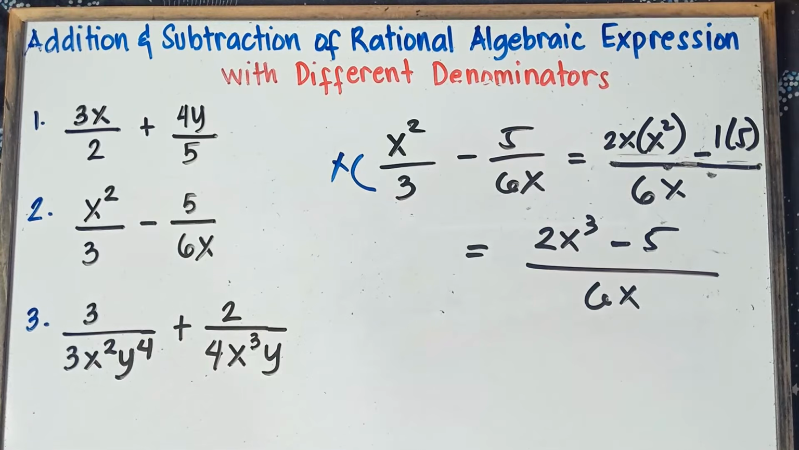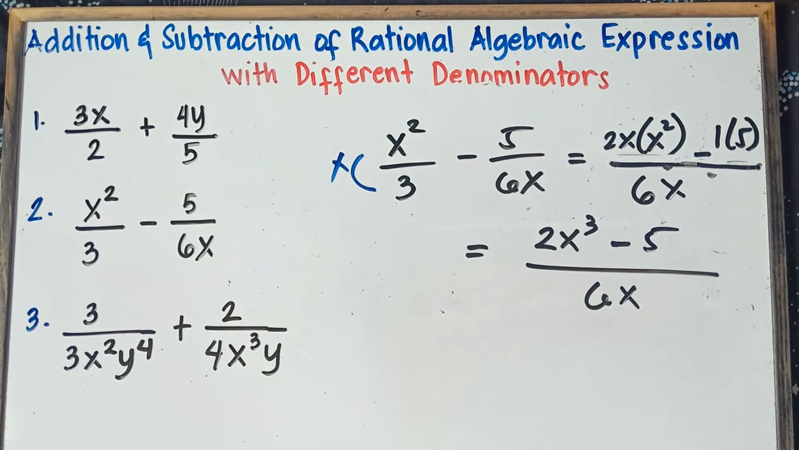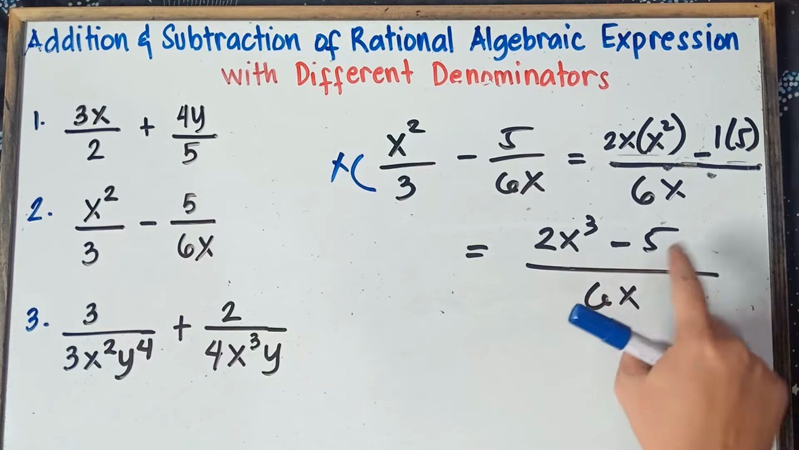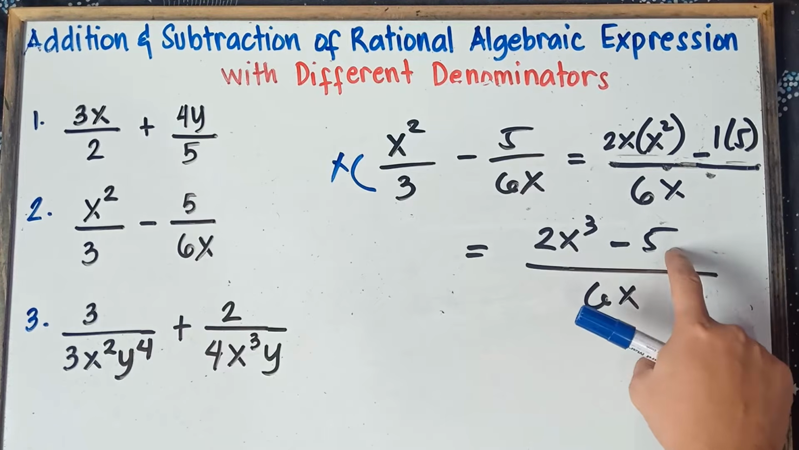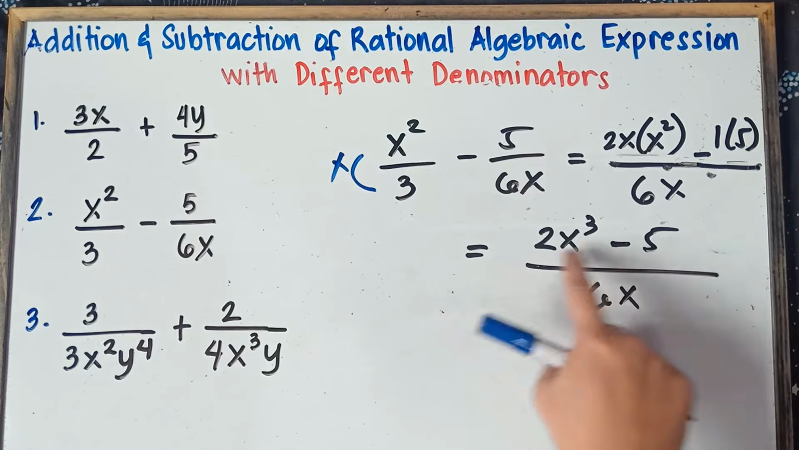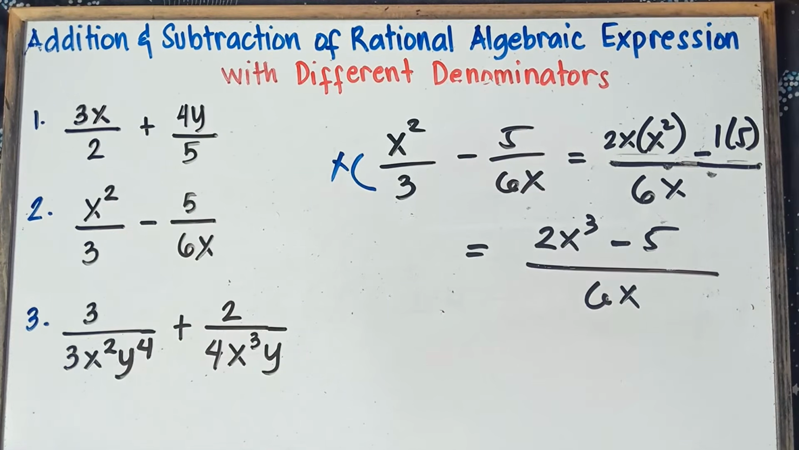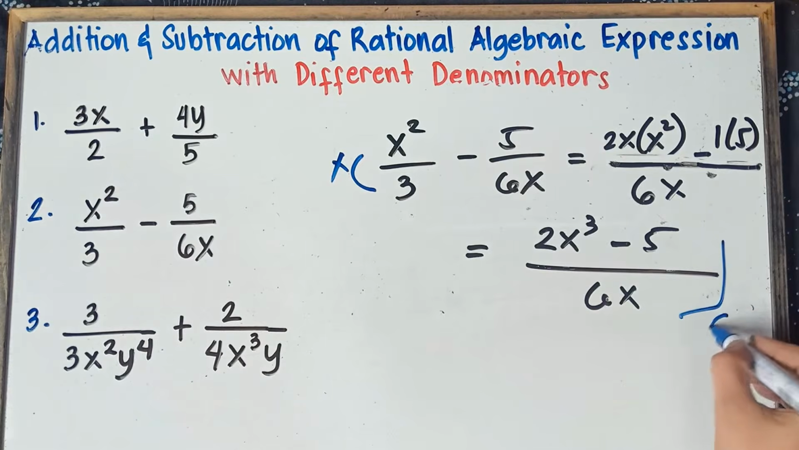Alright, so can we factor this out? For 2 and 5 for the numbers? Nope, we can never factor that out. So therefore, class, this will be our final answer with regards to example number 2. Once again, class, we can never factor out the letter for the numerator because this 5 doesn't contain any letter. Now, for the numbers 2 and 5, the common factor is only 1. So therefore, we can never factor this out. So this will be our final answer, class, with regards to example number 2.